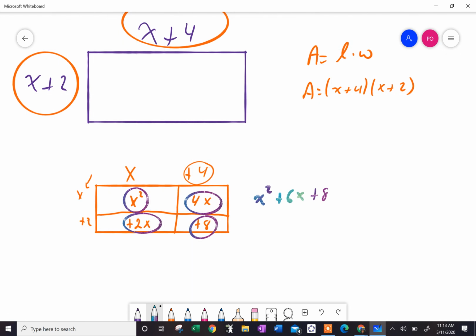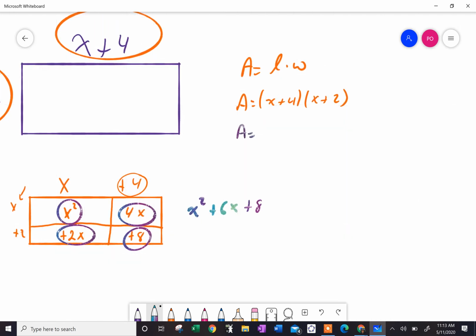Now, I'm going to show you something. I don't really like doing this, but it's called FOIL, and I don't like doing it at all. Before I show you FOIL, I'm going to show you one other thing. You could really just apply the distributive property twice. X times x is x squared. X times 2 is 2x.